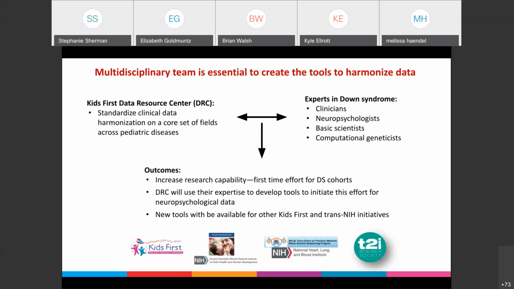So of course, outcomes are the same as what we've heard. We want to increase the research capability. This is the first time effort for Down syndrome, so it's a huge stride forward. The Kids First DRC, once we get more clear about which direction to go, they can use some of the tools that they've already developed to initiate this effort for the neuropsychological data. And of course, these tools will be available not just for the Kids First projects, but also for the Trans-NIH initiative. So we're very excited that this is moving on. And as I said, I'm very excited to be working with this team. It's a new concept for us in detail. So it's something that we've always wanted to be doing.